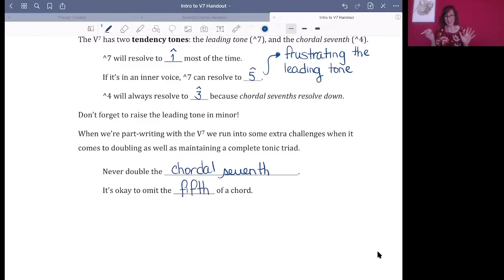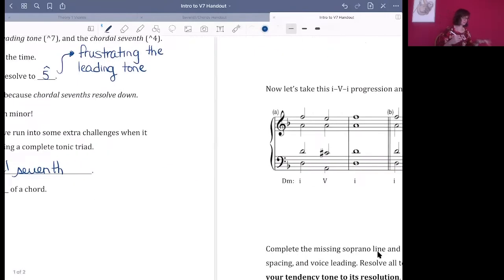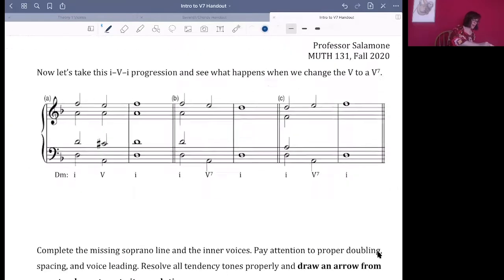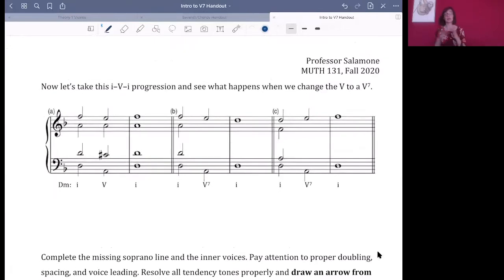With all that in mind, let's go ahead and try some part writing. Now what you have in front of you is a fully composed out 1-5-1 in D minor with just a regular old 5. We are going to see what happens now when we turn that 5 into a 5-7, how that can potentially change the rest of the process for that progression.